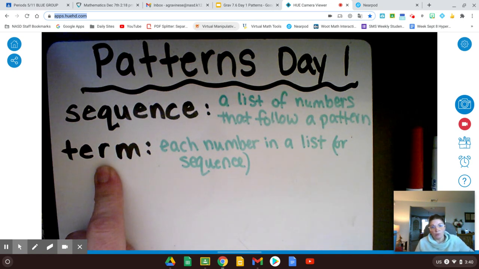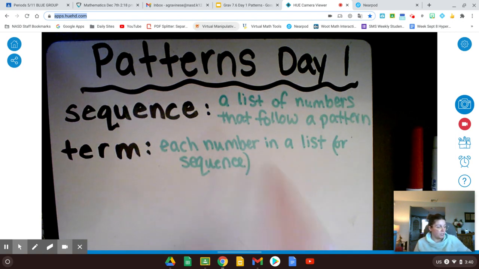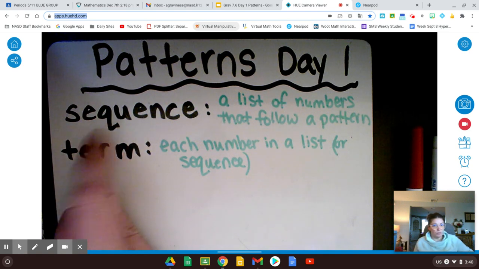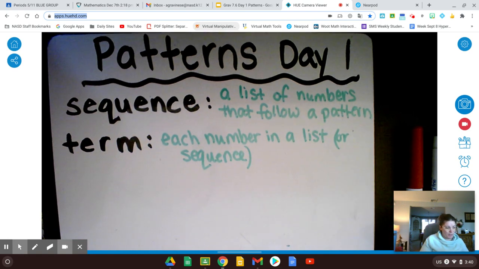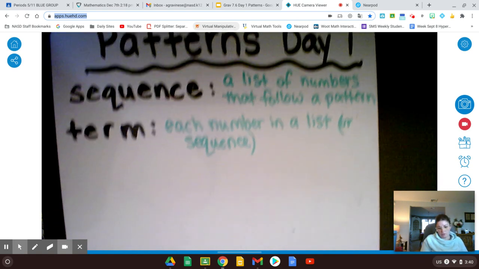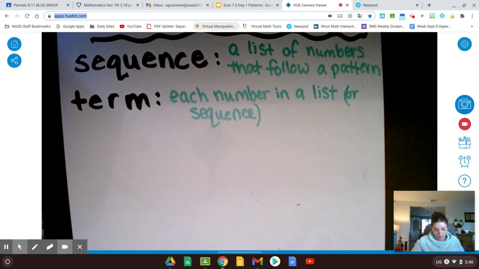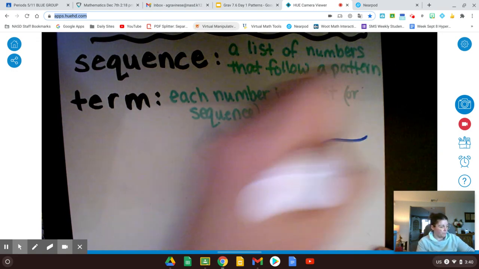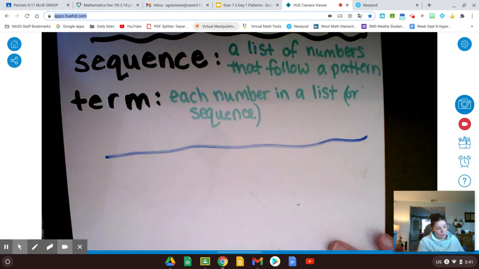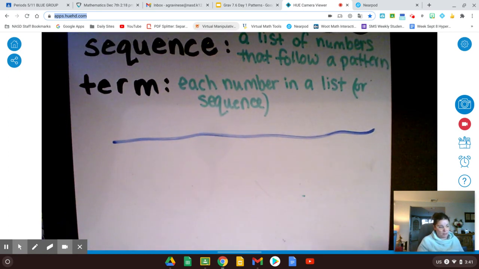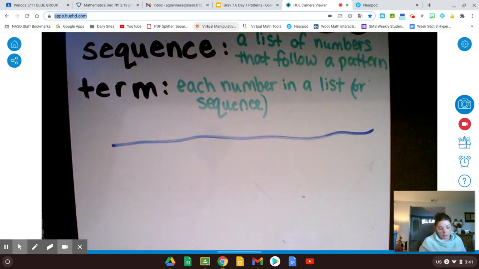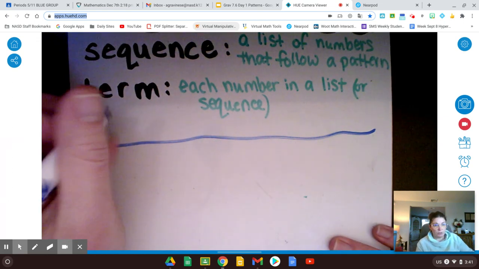Term is the other vocabulary word. A term is each number in a list or sequence. So I will be using both of these words today as we work through our objective. So let's start off with our first example. I am going to give you a list or a sequence of numbers. And you need to do two things.